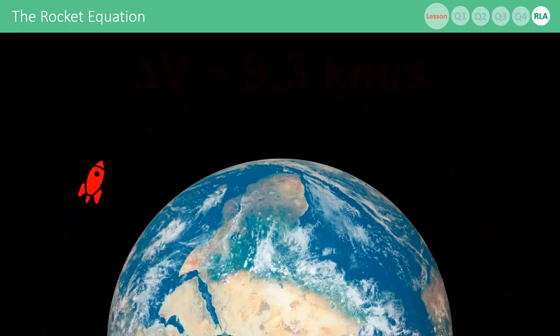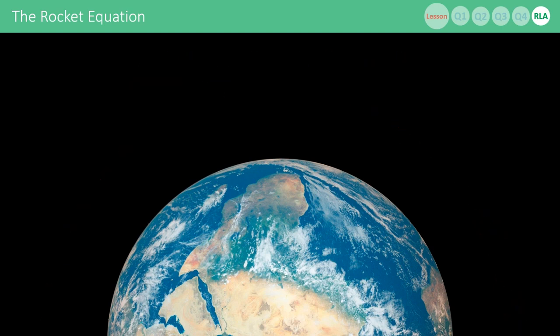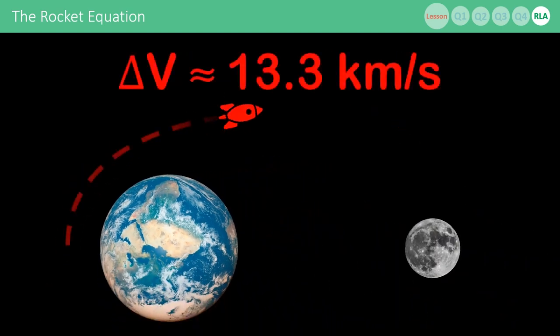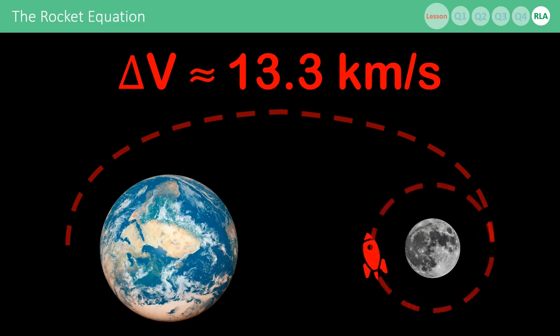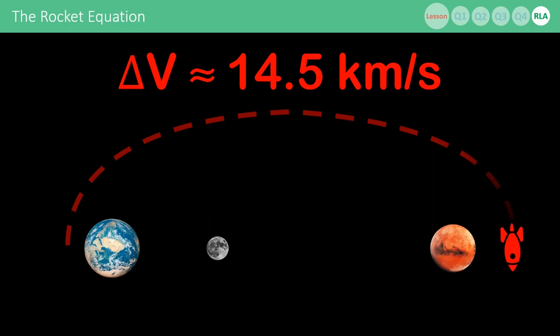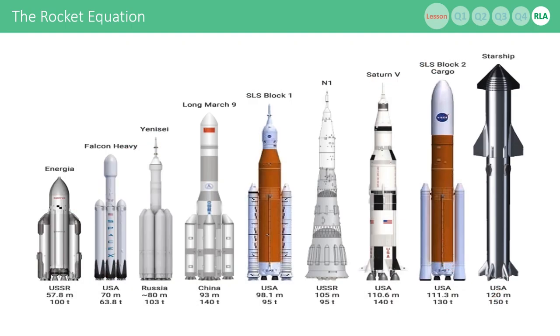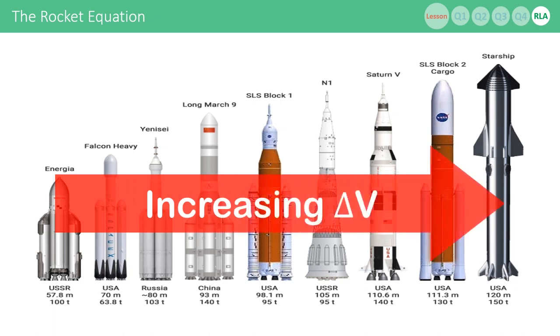For example, launching from the ground to a low Earth orbit will cost about 9.3 kilometers per second of delta V. Going from the Earth to the Moon will cost about 13.3 kilometers per second. And going from the Earth to Mars will cost about 14.5 kilometers per second. Now, each rocket will have its own delta V budget, and generally speaking, the larger the rocket, the more delta V that it has to spend.